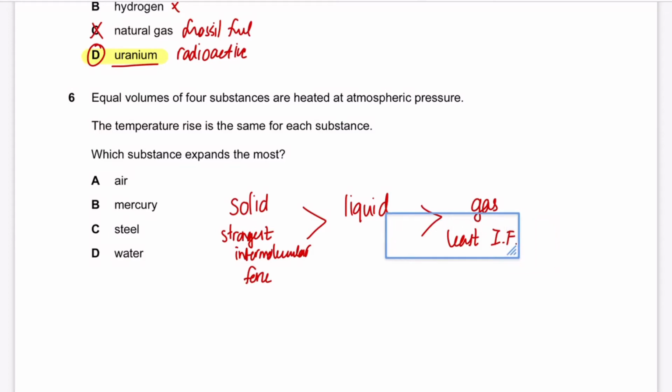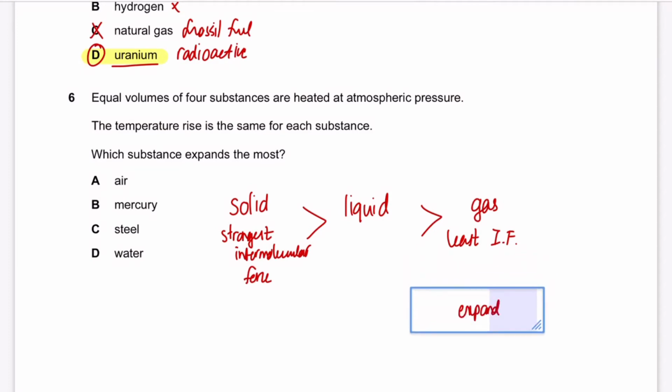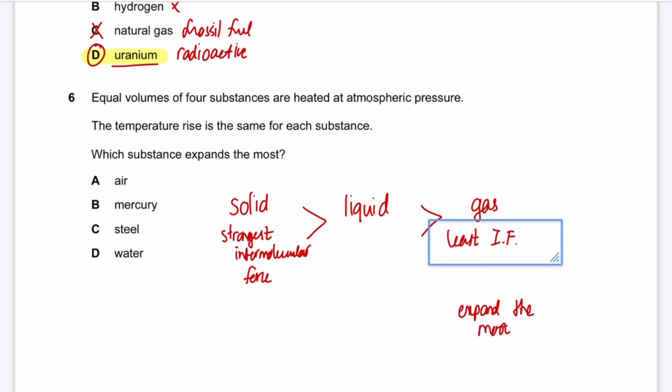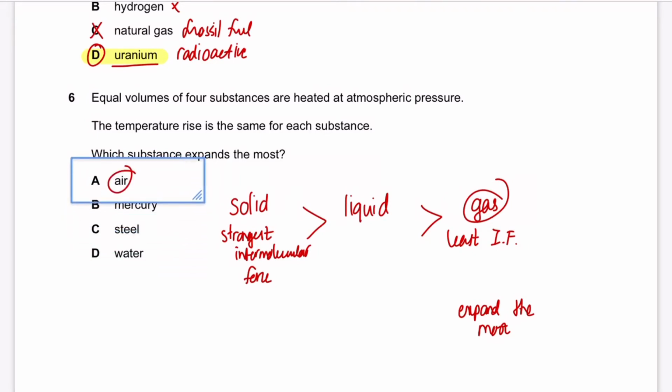So when it is heated, the one that will be expanded the most will be gas, as they have weak intermolecular force as compared to these other 2 states. Therefore, gas is the answer. Or in this case, between all these 4, it will be air. Air is the answer.